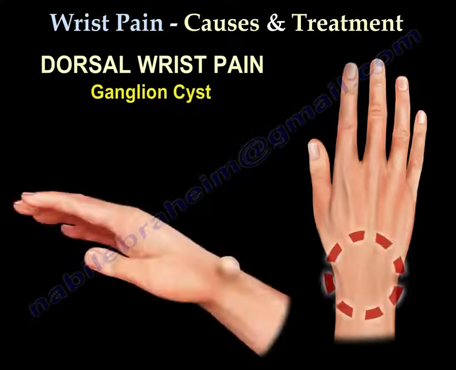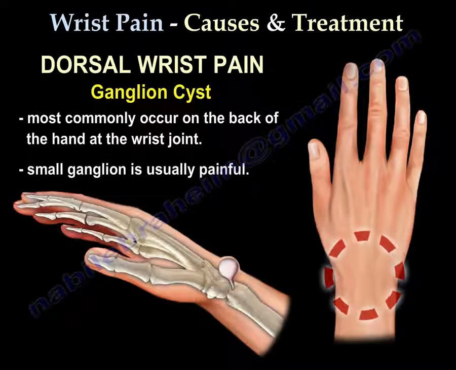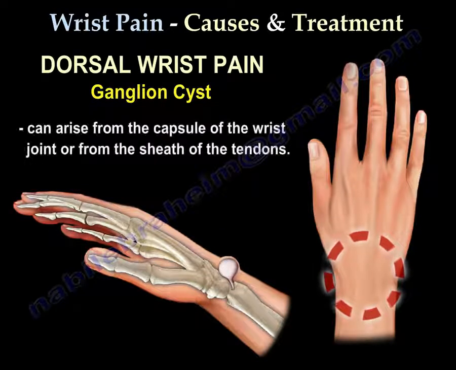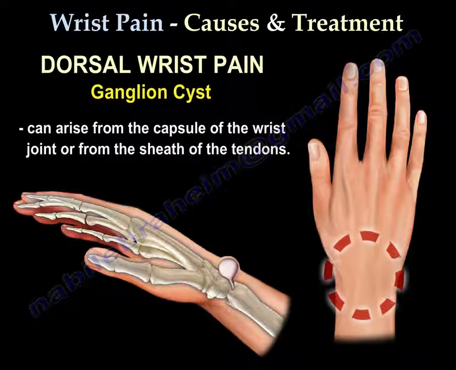Ganglion cysts most commonly occur on the back of the hand at the wrist joint. Usually, a small ganglion is painful. The ganglion may arise from the wrist joint itself or from the sheath of the tendon.